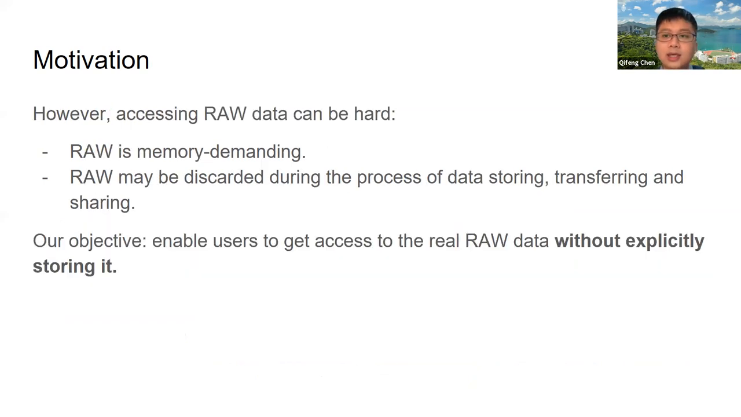But the raw data is usually quite large. It's memory demanding. Usually it takes maybe 30 or 40 megabytes. It's much bigger than a JPEG image. And the raw may be discarded after we have the RGB image. So our objective is, can we get access to the original raw data without explicitly storing it, so that we can reconstruct it from the RGB image.